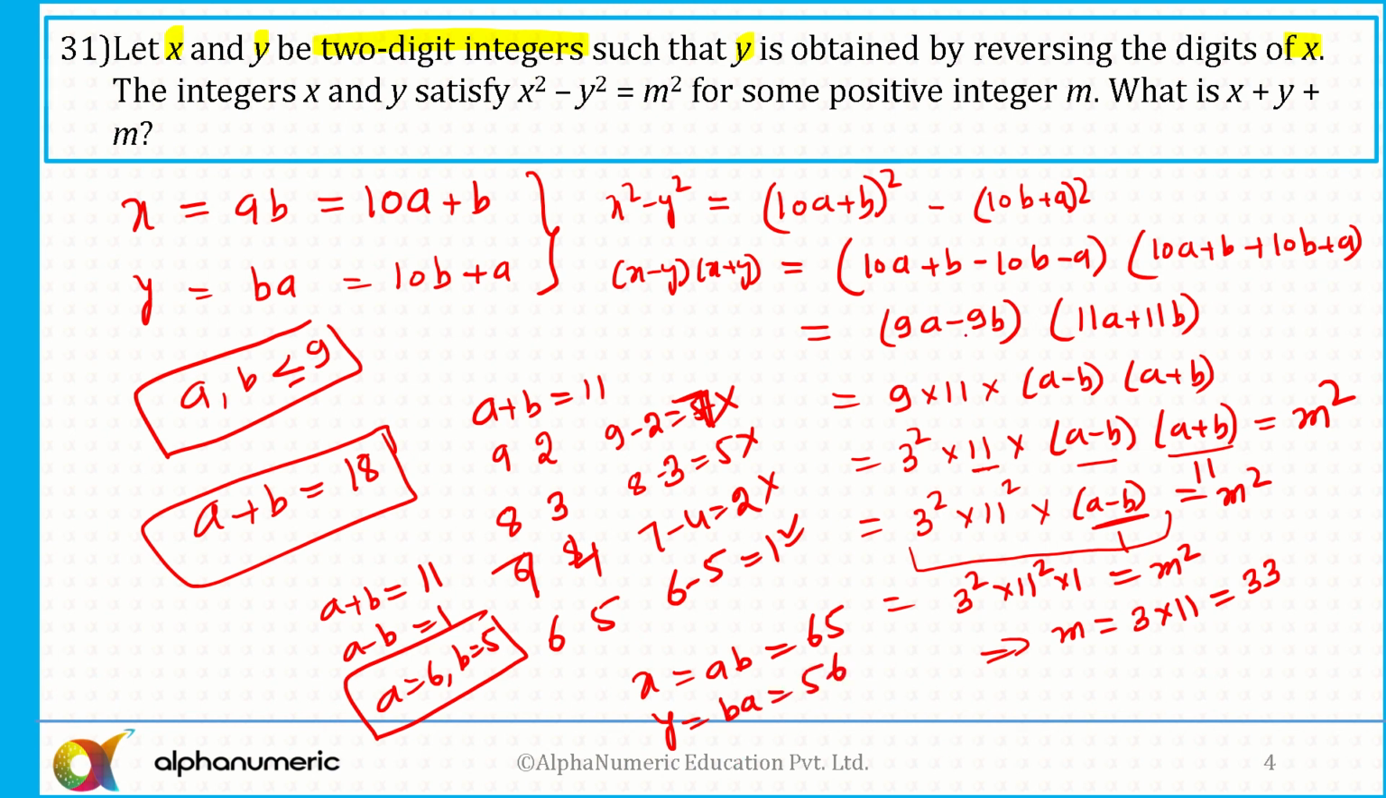And in the question, we need to find x plus y plus m. So x is 65, y is 56, and m is 33. So x plus y plus m comes out to be 154. Add these three, and 154 is the answer.